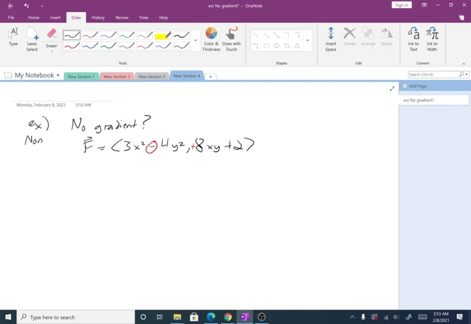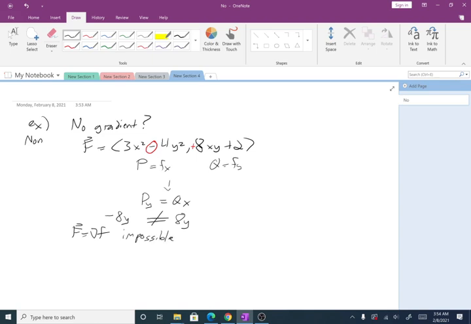So let's confirm this. Let's call this P. Let's call this Q. Then, if this were Fx and if this were Fy, then Py should equal Qx. So let's differentiate. We have minus 8y on the left-hand side. For the right-hand side, we have 8y. These are not equal, so this is impossible. So F equals gradient f is an impossible statement.